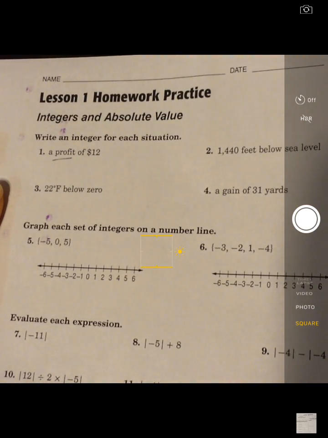So a profit of 12. Profit means I am making money. So like when a store buys items to sell to customers, they buy it at a cheaper price. They then sell it to us for more money, so they make a profit off of us. So a profit means a positive 12.